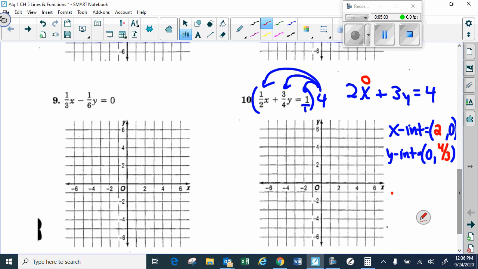Okay, there's my 2 points. Remember, I need 2 points to create a line. So (2, 0) right here, and (0, 4/3). 4/3, you need to know that means 1 1/3. So approximately right there, 1 1/3. Then I would take my ruler and connect through those.